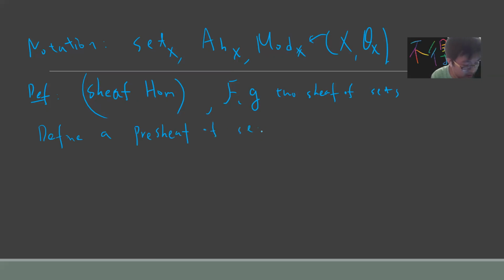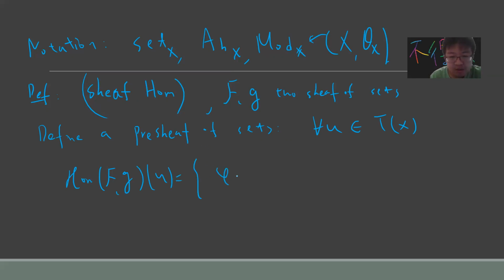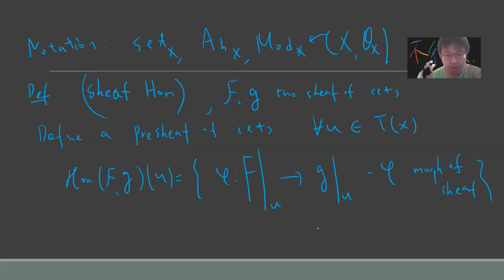Basically, for any U belonging to the open sets of X, you can define Hom of F and G. Basically this is all the natural transformations, or all the homomorphisms phi from F restricted to U to G restricted to U, where phi is a morphism of sheaves. Okay, so this is very non-trivial, but you can check that this is well defined. By definition it is well defined.